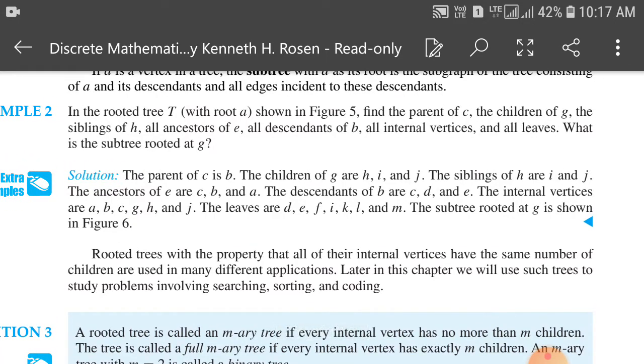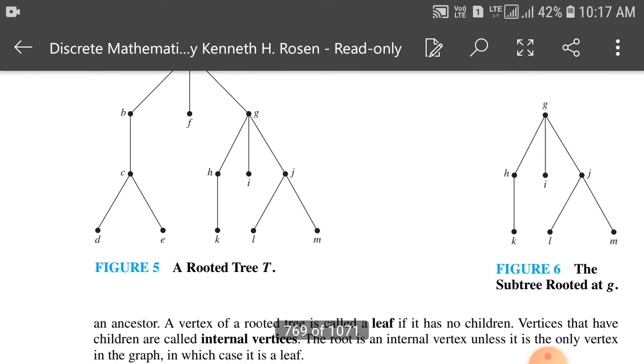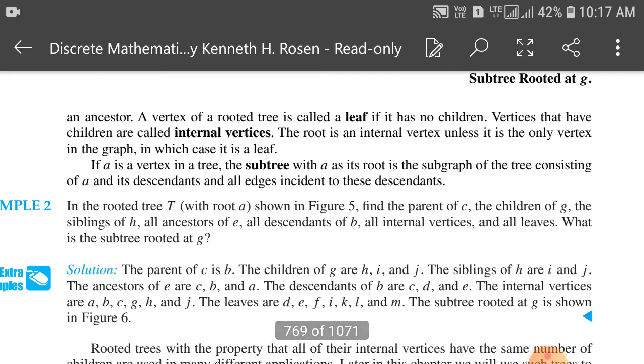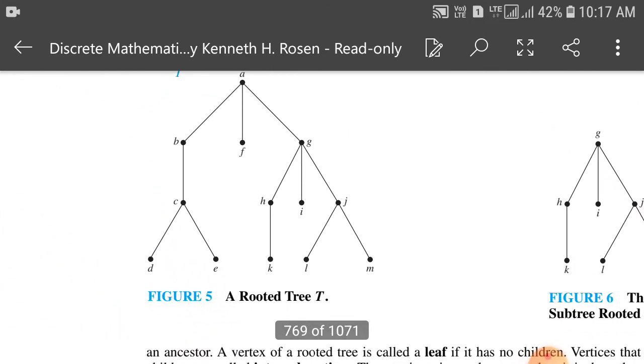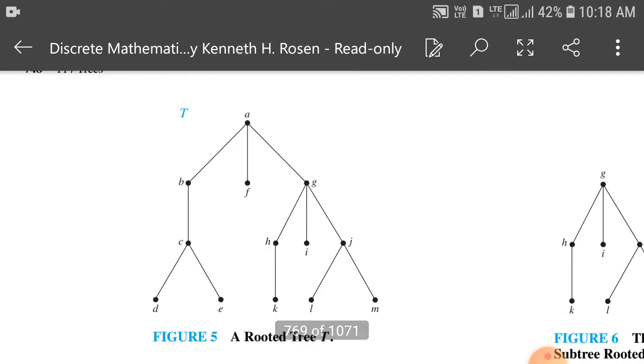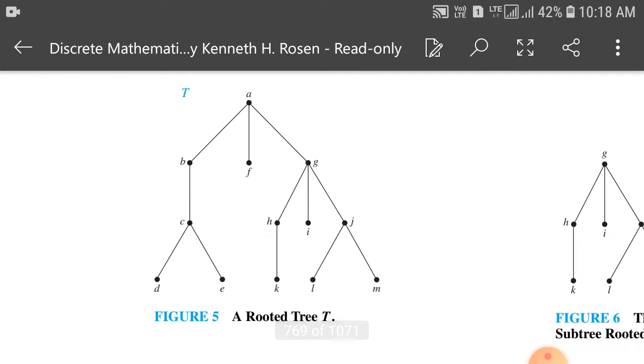And the descendants of B, how will we find them? Descendants means whatever vertices are below that vertex, in the same path and the same direction. Now observe, below B what vertices are there? C. And below C, D, and of course E is also there. So C, D, E are called the descendants of B.